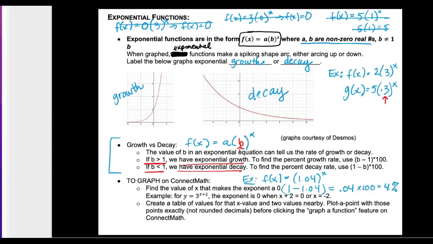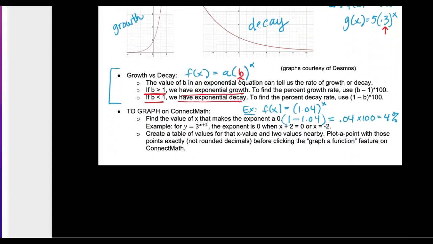Okay, and the same is true with decay. You just take that b value, subtract it from 1, and multiply by 100. So how do we graph? We could spend a lot of time on graphing. I'm just going to give you some quick pointers here.